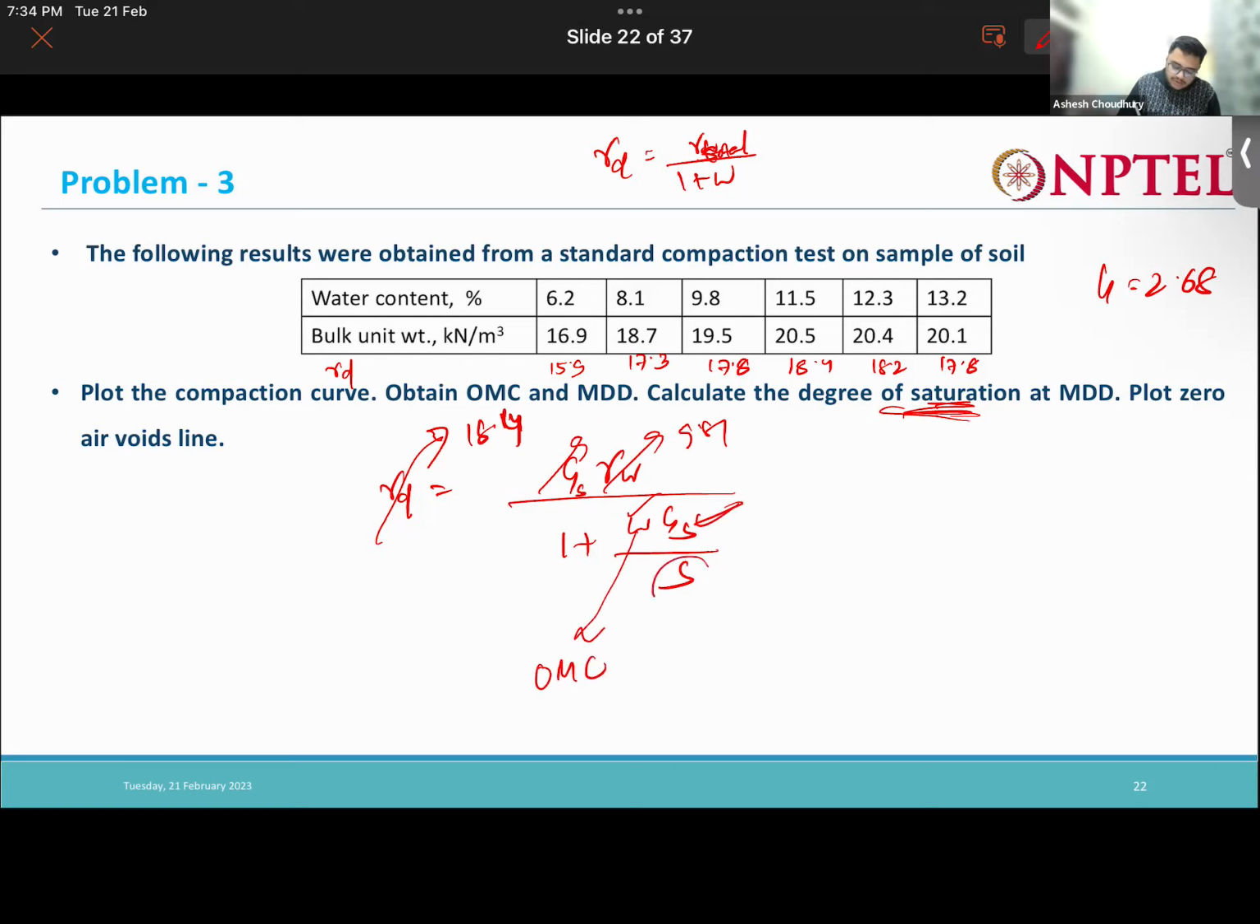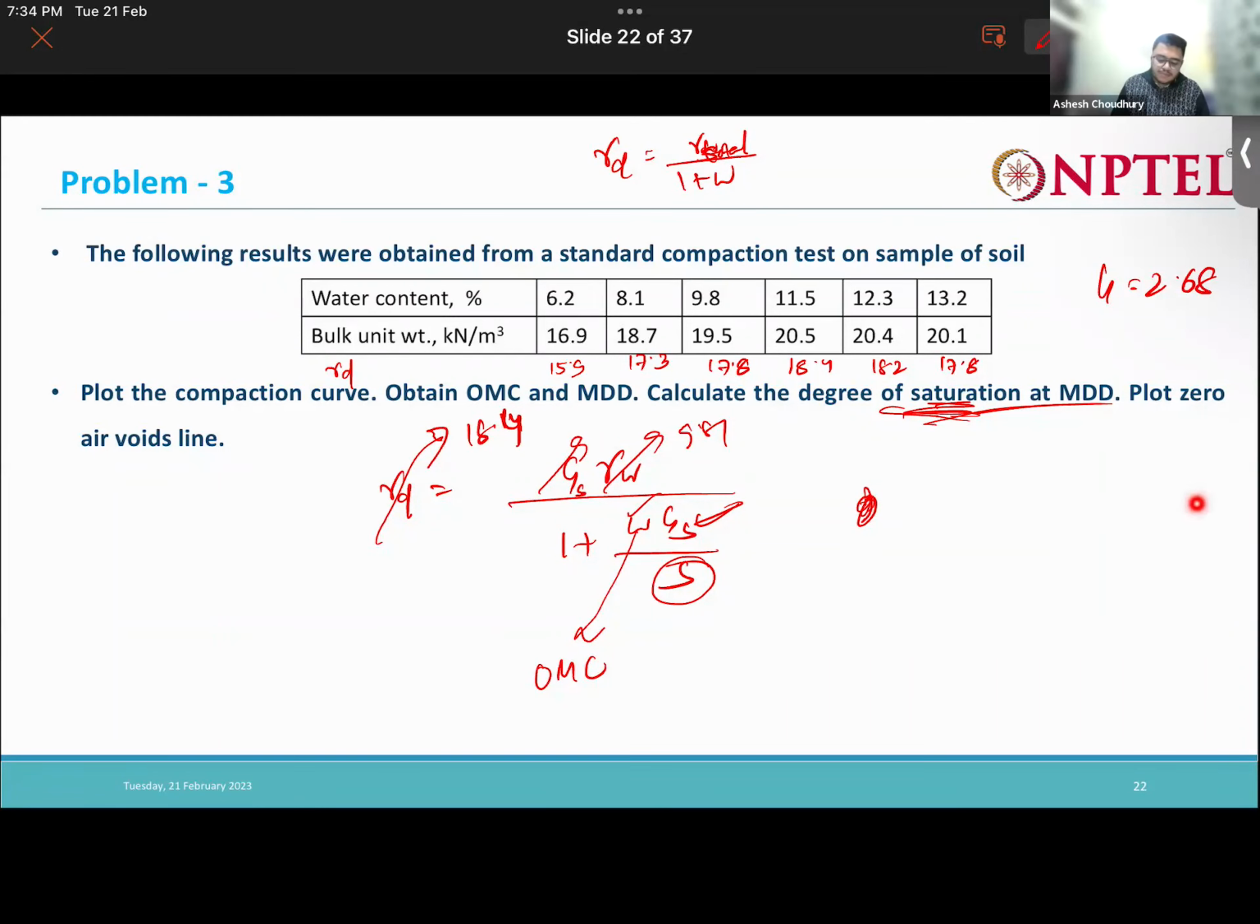So this you can find out. You calculate how much it comes out. Understood or not? Yes, sir. Everything you know, just put the values of maximum dry density and moisture content and you find out the saturation quantity.